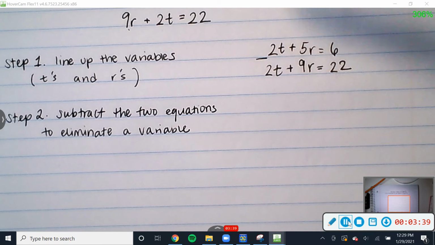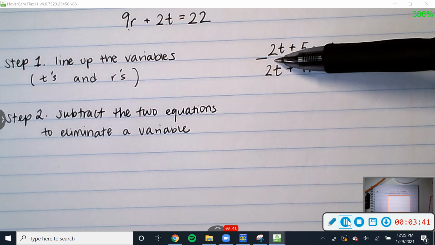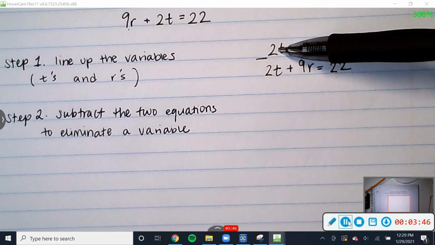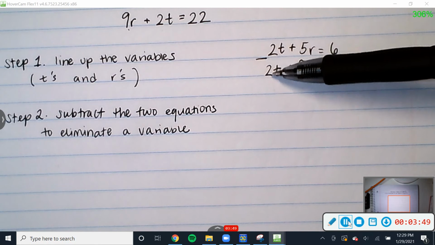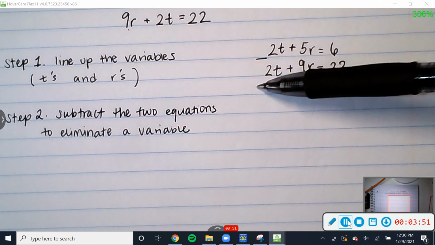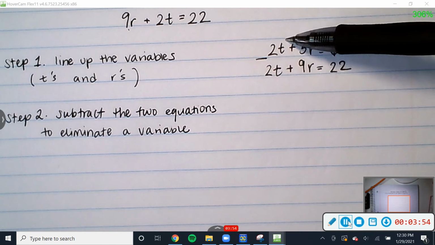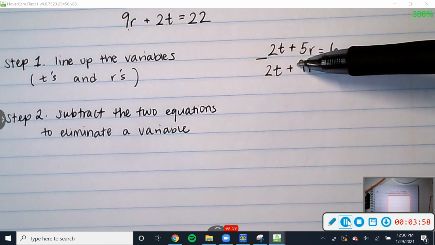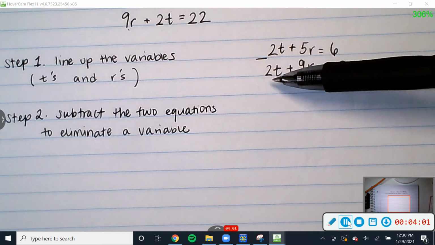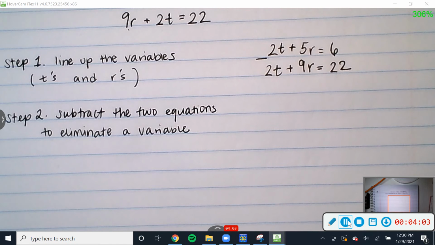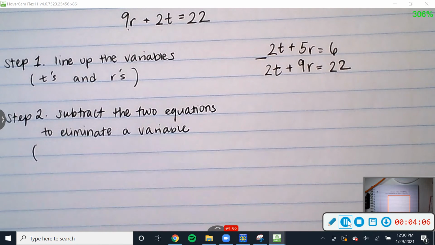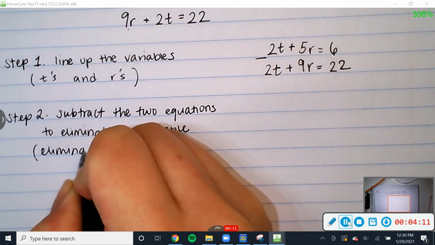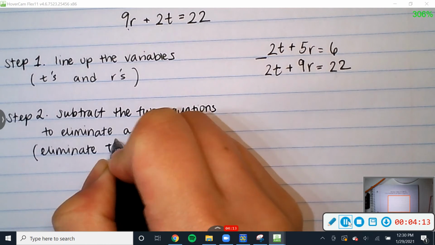In this case, if you look really carefully, if I subtract this, I can subtract 2t minus 2t. If we were to take 2 minus 2, that would give us 0, which means we would completely get rid of it and we could cross out this variable right here. So that is our goal. When we subtract, we want to get rid of at least one of them and then leave the other variables behind. So in this case, I'm going to add a little note that we will eliminate the t variable in this case.